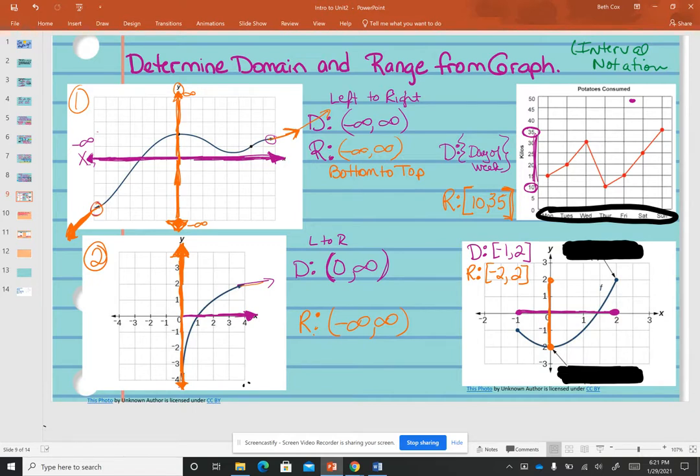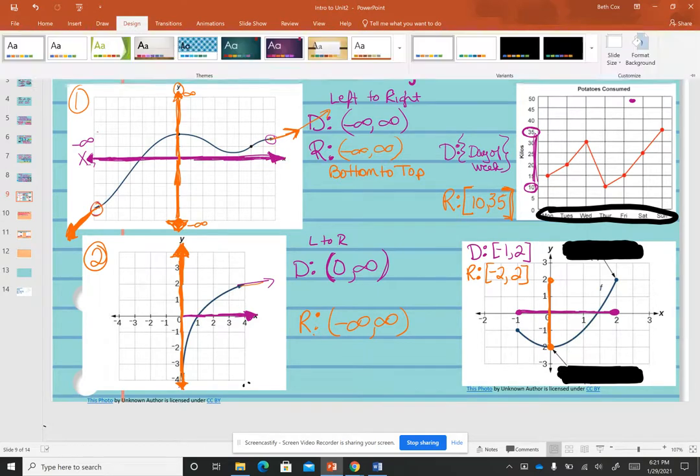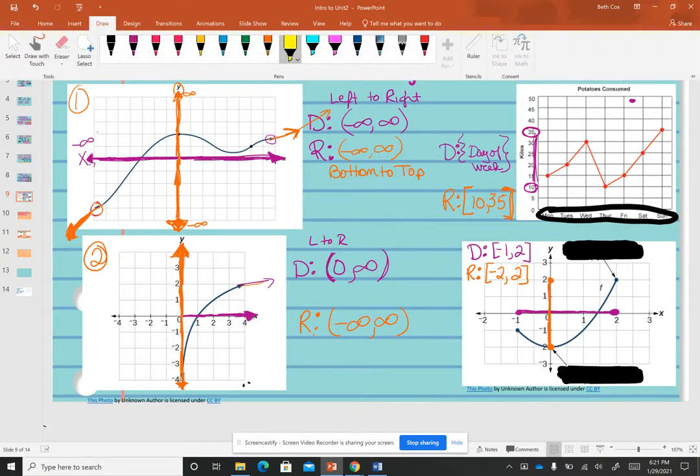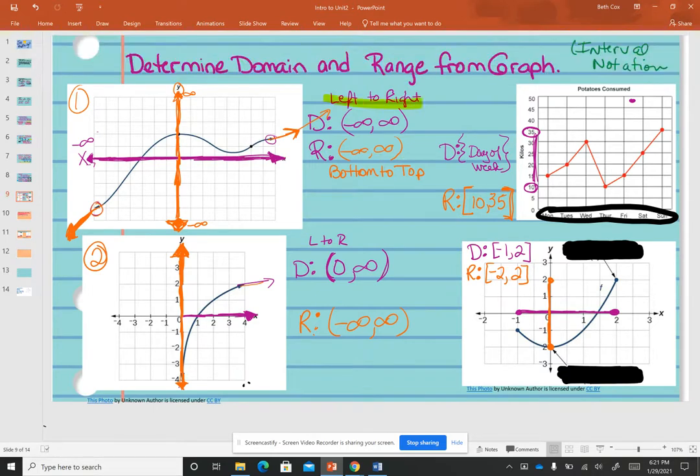Now this is very confusing for some people. So you really are going to have to work on this. Here's what I need you to remember. Domain is left to right. Range is bottom to top. If you'll focus on that, it will help. Domain is left to right. Range is bottom to top.